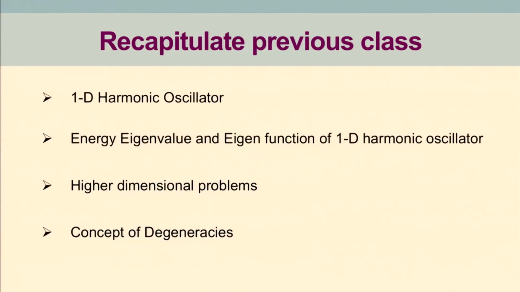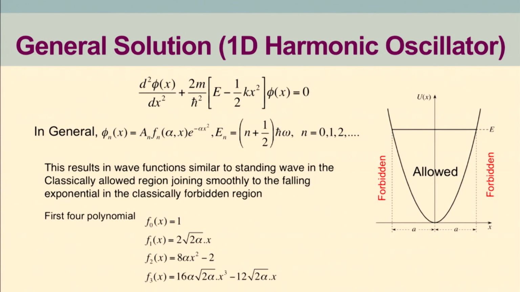We have also discussed the higher dimensional problems like the two-dimensional infinite potential well and the three-dimensional infinite potential well, and introduced the concept of degeneracies. So let us quickly look at the one-dimensional harmonic oscillator problem.